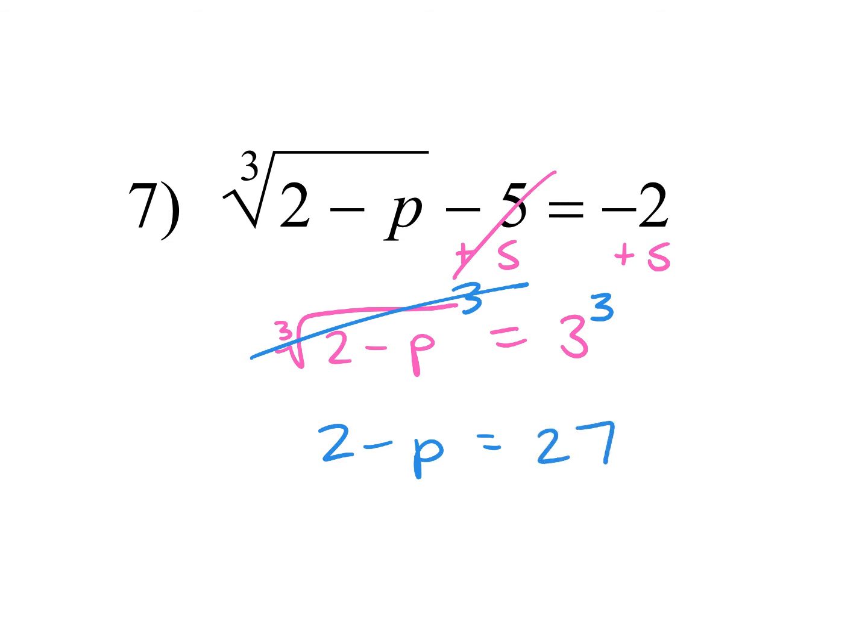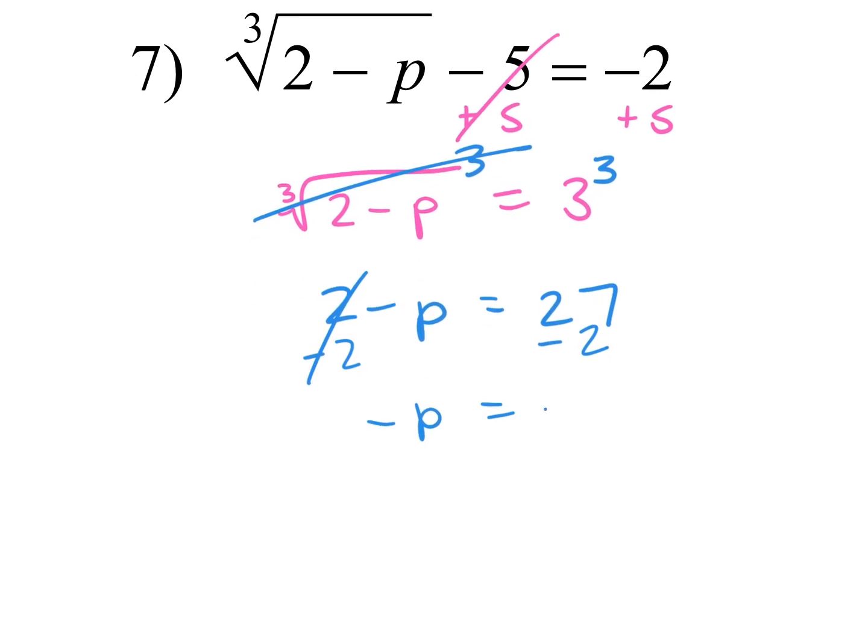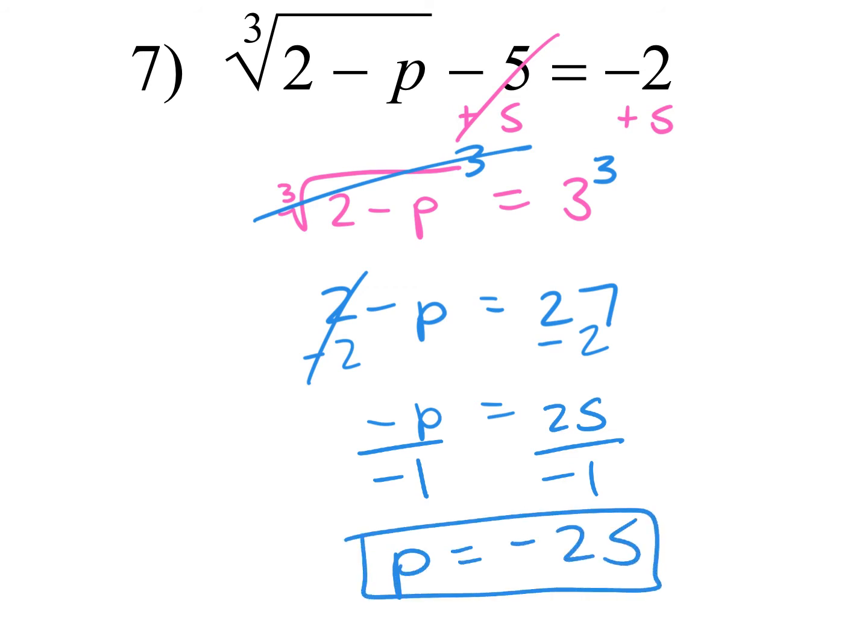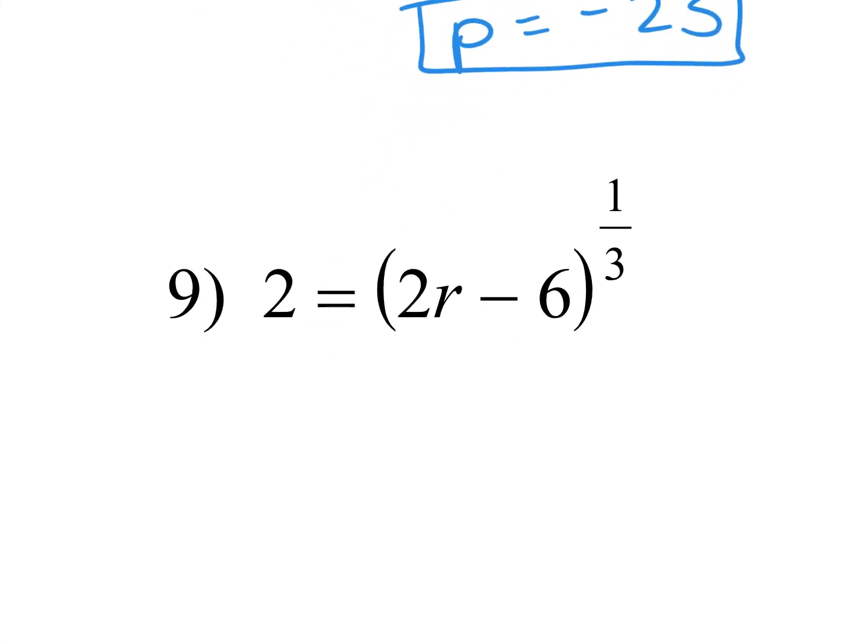And then what should I do? Subtract 2. What's 27 minus 2? 25. So I have negative p is equal to 25. Divide by negative 1. So p is equal to negative 25. Awesome. All right, what should I do first for number 9?